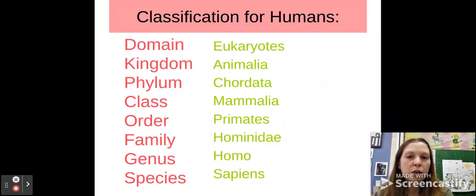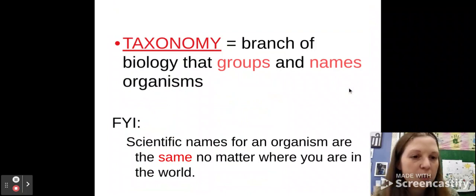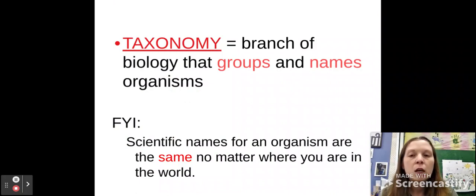So the classification for humans, first we fall under eukaryotic, which is true because our cells have a membrane, our cells have a nucleus. Then our kingdom is Animalia, our phylum is Chordata, our class is Mammalia, order is Primates, family is Hominidae, I can't say it. Then the genus is Homo and the species is Sapiens. So you've heard that humans are called Homo sapiens. That's why we go by our genus and our species, because those are the two most specific areas of the classification order.